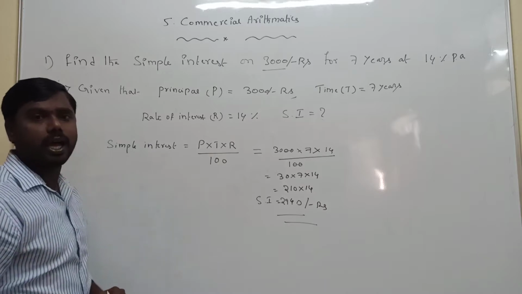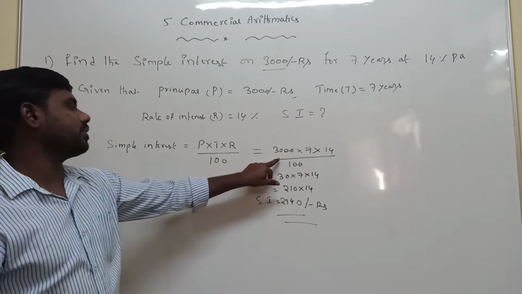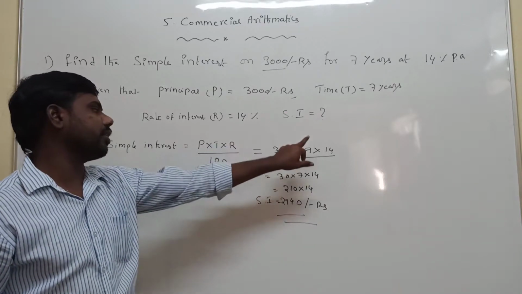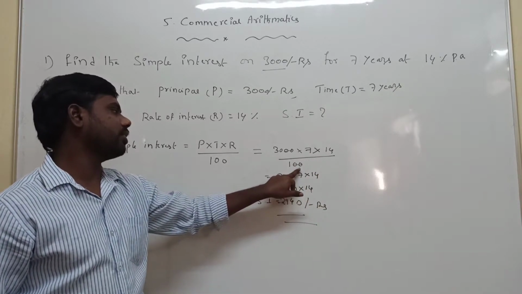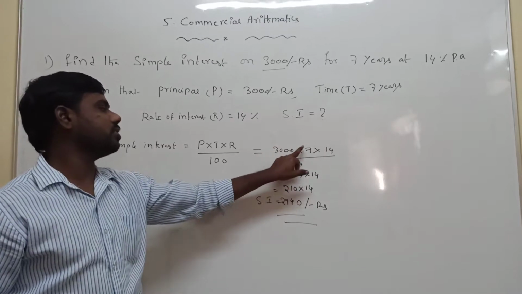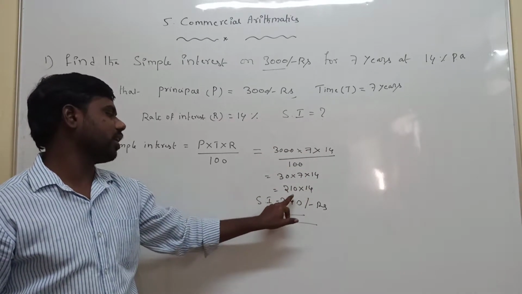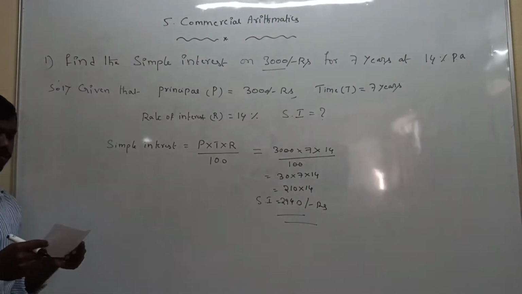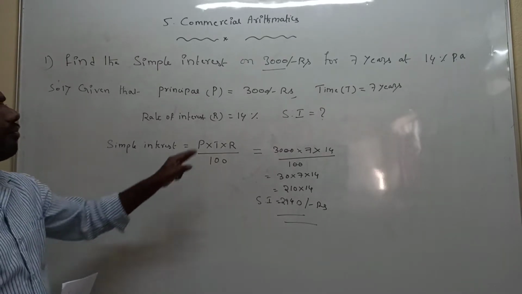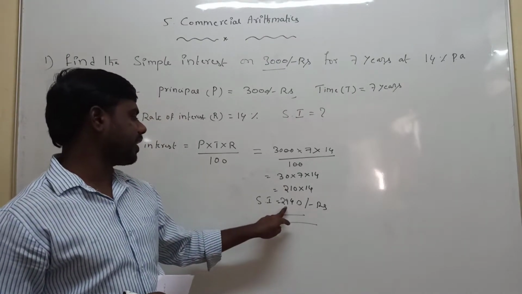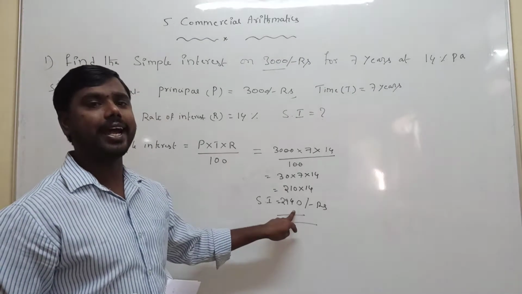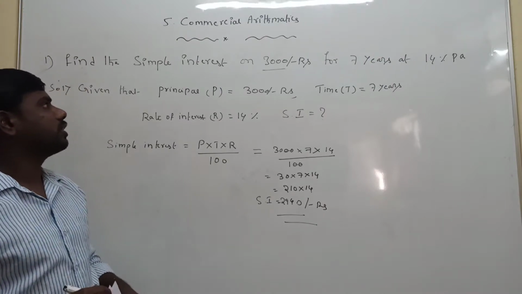Now substituting the values. Principal amount is 3000, into time. How many years are given? 7 years, into the rate of interest, 14 by 100. 100 cancels with 1, leaving 30. 30 into 7 is 210. 210 into 14 is 2940 rupees. After 7 years, how much interest are they getting? 2940 rupees. So you understood?